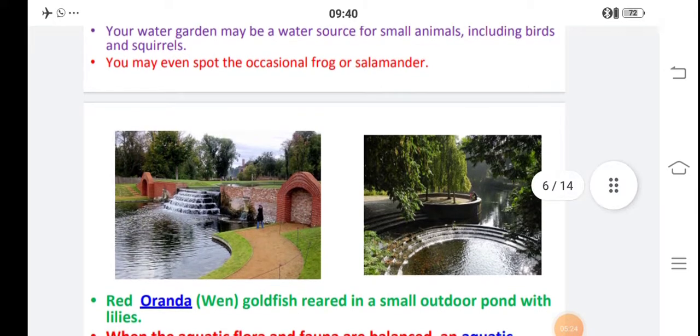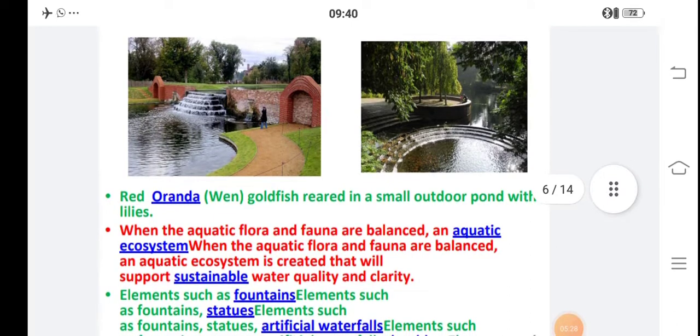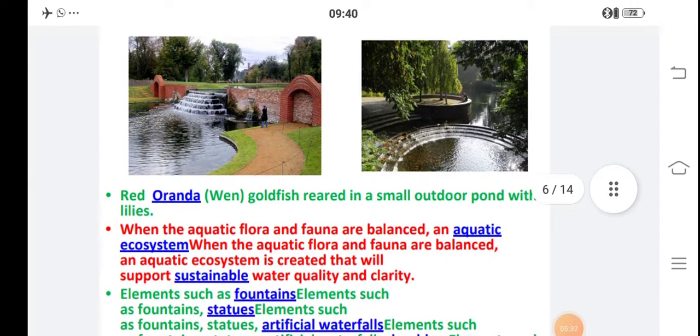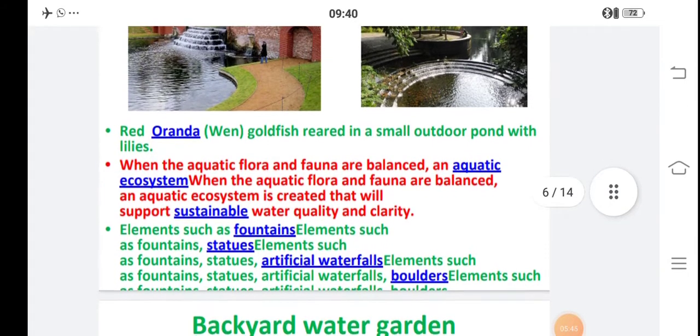Footpaths are along this, or greenery and lawns are there. The red regions are commonly developed at the outdoor of the pond. It is generally called the goldfish production area. Then the aquatic ecosystem is maintained as per the aquatic flora and fauna.